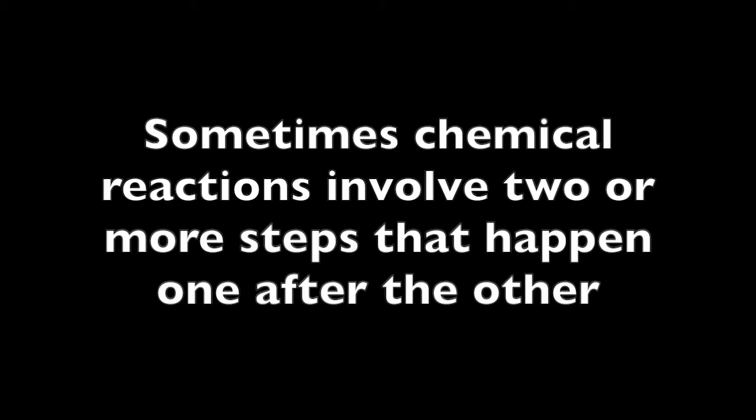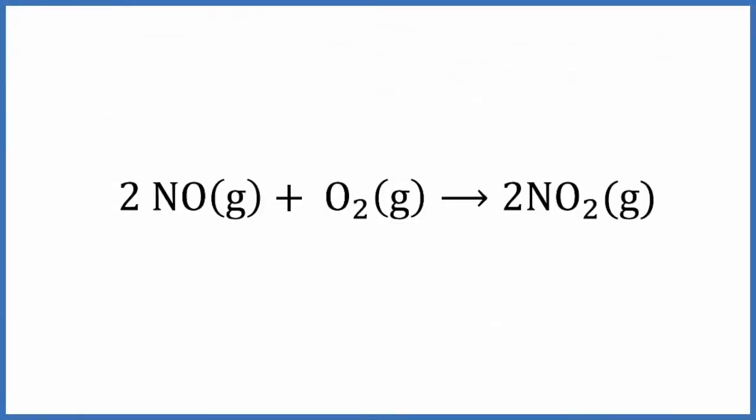Sometimes chemical reactions involve two or more steps that happen one after the other. Even though balanced equations are often used to show what is reacting and what's produced, the details may be a little bit more complicated. The reaction mechanism, or reaction path, provides details regarding the precise step-by-step process by which a reaction occurs.